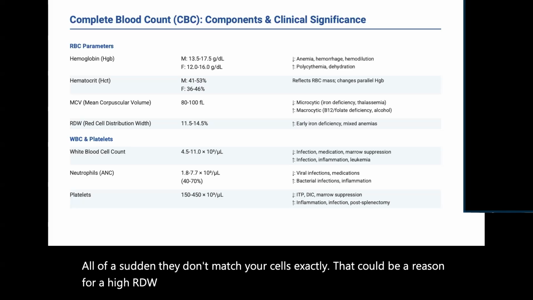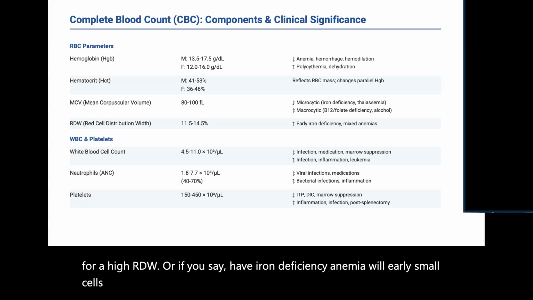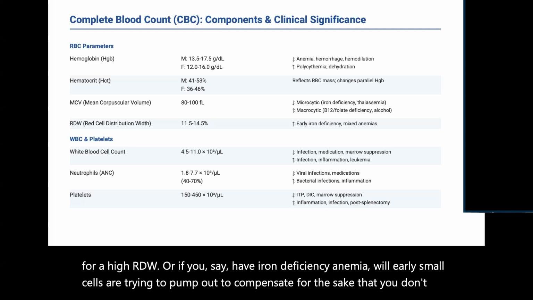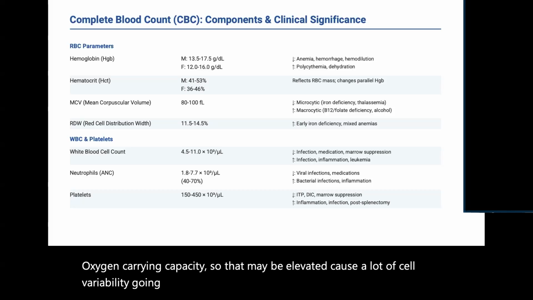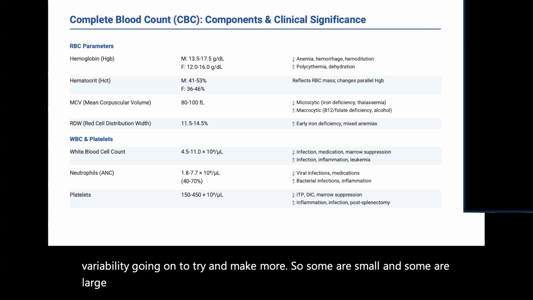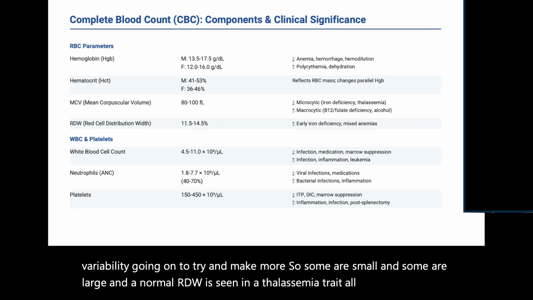Or if you say have iron deficiency anemia, well, early small cells are trying to pump out to compensate for the fact that you don't have enough oxygen carrying capacity. So that may be elevated because there's a lot of cell variability going on to try and make more. So some are small and some are large. And a normal RDW is seen in a thalassemia trait. All cells are small, but they're uniform.